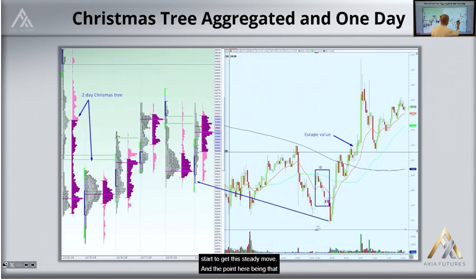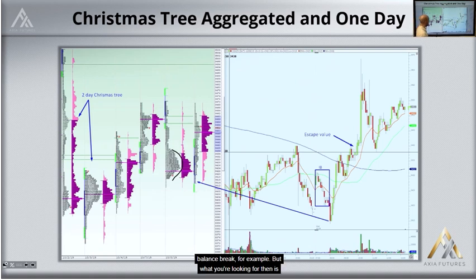You start to get this steady movement, and the point here being that you need to enter this trade early on. Once you start to get out of the initial balance, and in particular, once you start to escape value, that's the key bit with these types of trades. When you start to escape value, now you can look for the reverse. And so it's less about being able to pinpoint it from a profile and say that's where you want to be in. That would be a trade where, particularly, you could play on, say, an initial balance break, for example.